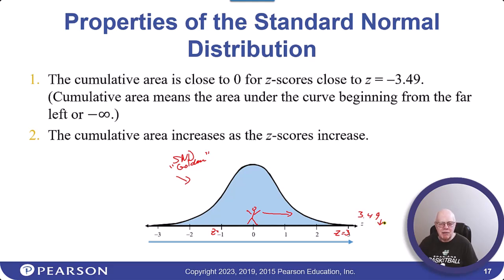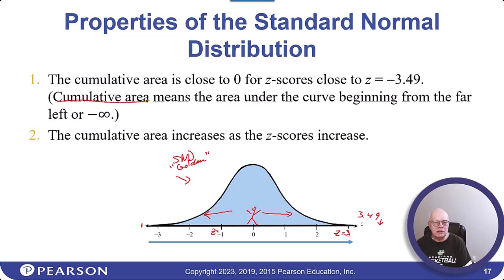The same thing happens if we go in the other direction. Once you get to about 3.49 on the negative side, there's almost no area under the curve. So for all practical purposes, you probably don't need to do any more painting. So the cumulative area increases as the z-scores increase. Now, what do I mean by cumulative area?